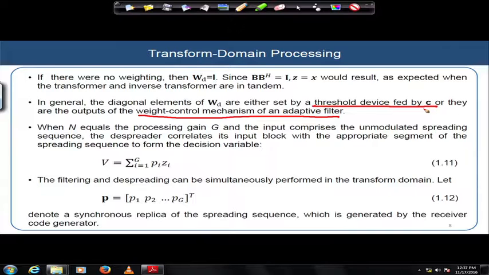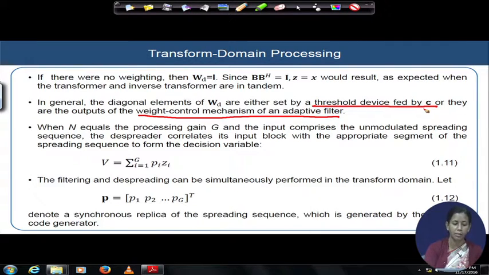Now, we are talking about a block of capital N chips. Let us have a situation when this capital N equals the processing gain capital G, and the input comprises the unmodulated spreading sequence, and the displacer correlates this input block with the appropriate segment of the spreading sequence to form the decision variable. So, what we are doing? We have the incoming unmodulated signal, and a locally generated code, and we multiply them and take the addition over the processing gain.